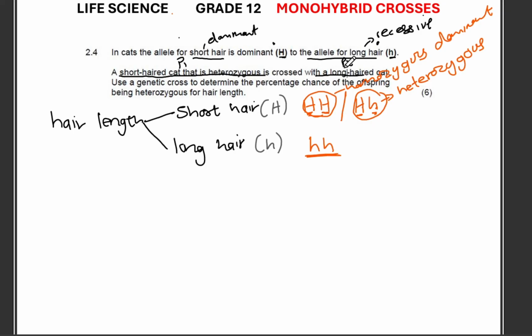Now let's get to understand the question exactly. They're saying we must do a genetic cross, and in this genetic cross we must determine the percentage chance of the offspring being heterozygous, meaning the offspring actually being heterozygous short. We need to answer that question at the end. So in terms of cross questions, they might ask you for the percentage chance. They might also ask you for the ratio. So you need to read the question and understand exactly what they are asking from you.